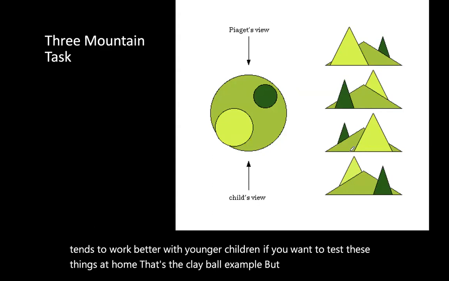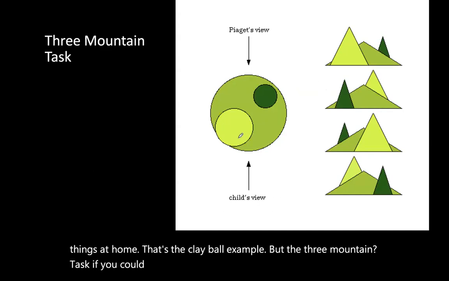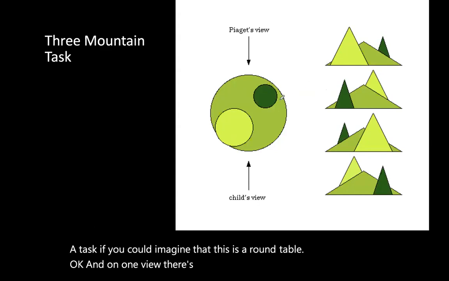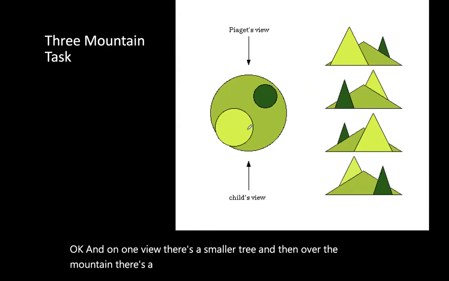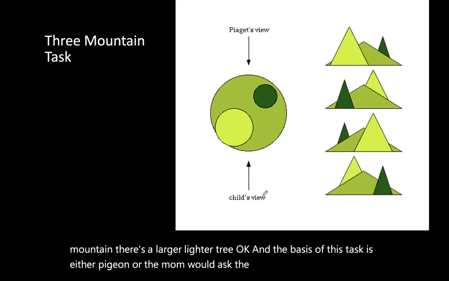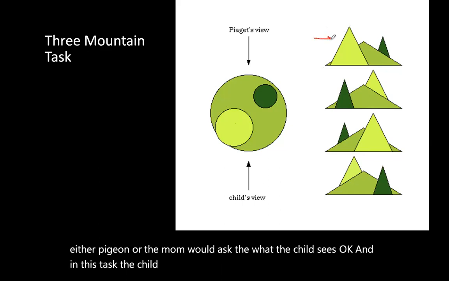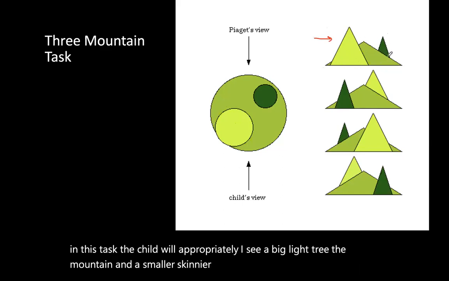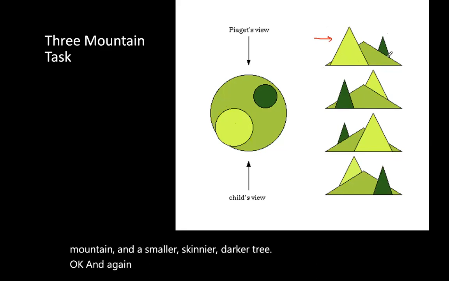But the three mountain task, if you could imagine that this is a round table, okay, on one view, there's a smaller tree, and then over the mountain, there's a larger, lighter tree, okay? And the basis of this task is either Piaget or the mom would ask the child what the child sees, okay? And in this task, the child will appropriately say, well, I see a big, light tree, the mountain, and a smaller, skinnier, darker tree, okay? And again, most children under the age of 6 or 7 will get this task correctly, okay?